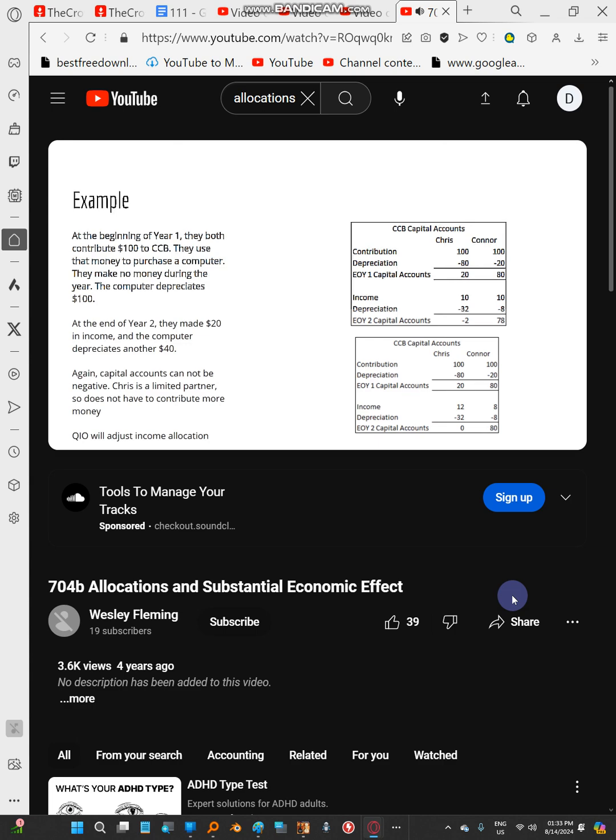Now, Chris's capital account is still negative, so that top table does not have substantial economic effect. But what the qualified income offset is going to do is allocate some of that qualified income that they earned to make Chris's capital account 0. So instead of splitting income 50-50, Chris is going to receive a little more.